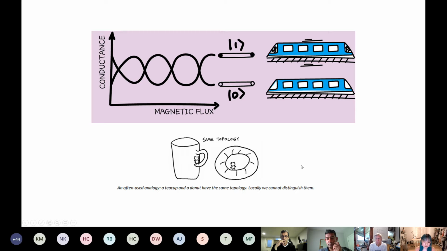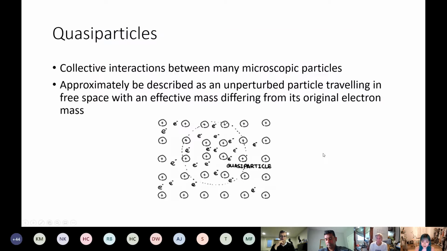You still need to isolate them. You need to carefully set up your system not to be contaminated by the environment, but it is much less prone to environmental error. So there are a few concepts I want to briefly discuss. To build a topological quantum bit, you need to understand the idea of quasiparticles.